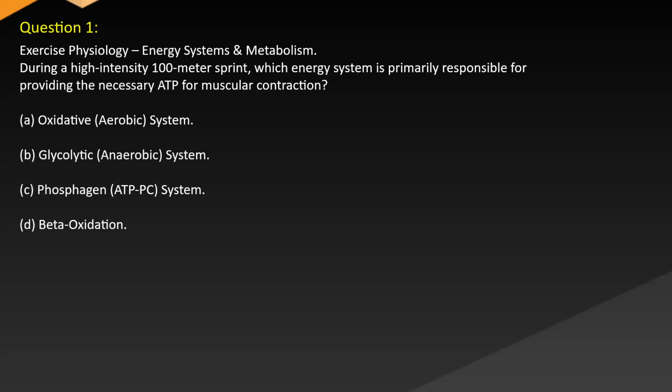Question 1. Exercise physiology, energy systems and metabolism. During a high-intensity 100-meter sprint, which energy system is primarily responsible for providing the necessary ATP for muscular contraction? A. Oxidative aerobic system. B. Glycolytic anaerobic system. C. Phosphagon ATP-PC system. D. Beta oxidation.